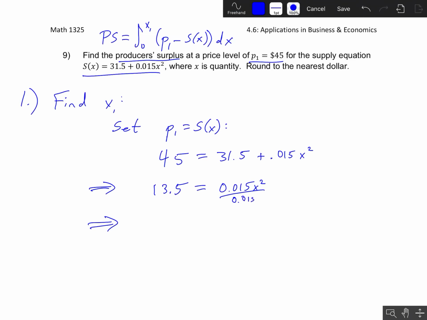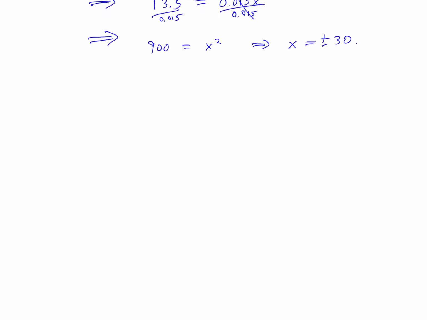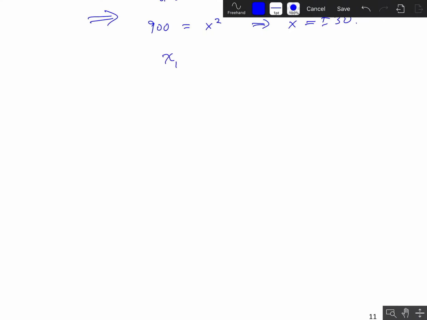And then our next step would be to divide by 0.015 on both sides. For this, I just used a calculator. So if you divide both sides by 0.015, then on the left side, what you end up getting is 900. And on the right side, you'll just have x squared. So now we can take a square root on both sides. We'll get that x needs to be plus or minus 30. But again, we disregard the negative here because a negative supply doesn't make sense. Or if you want to phrase it this way, it's not in the domain of our supply function. So we disregard the negative and we'll end up getting x1 is equal to 30.